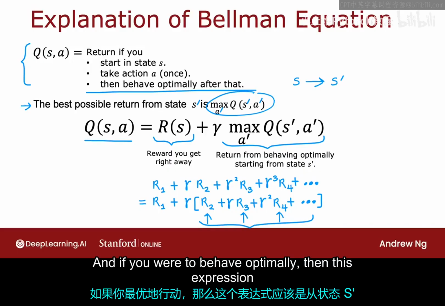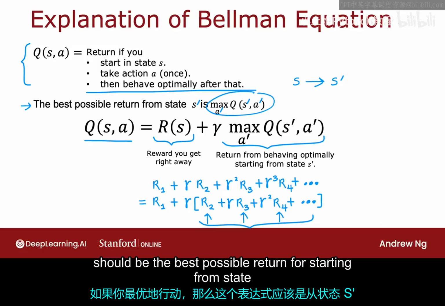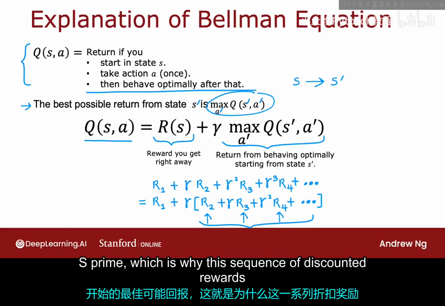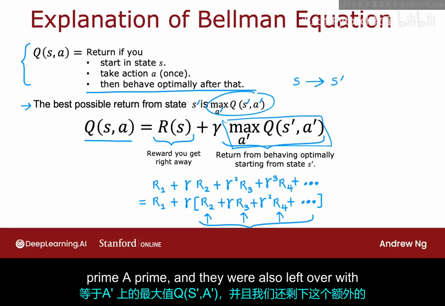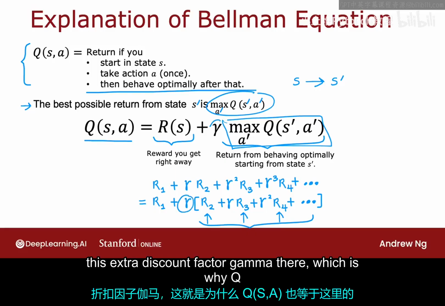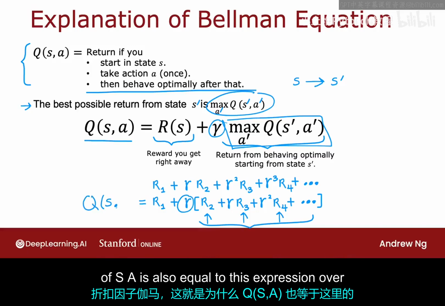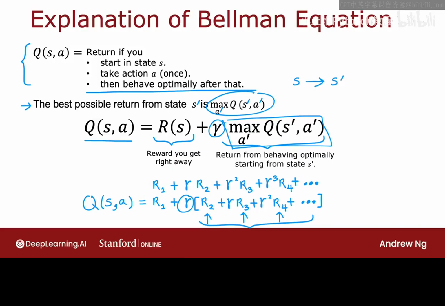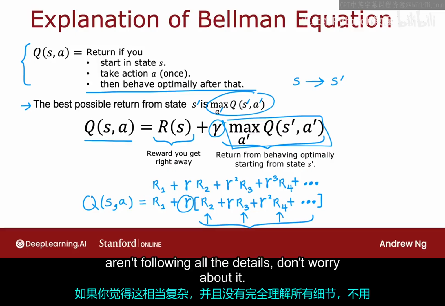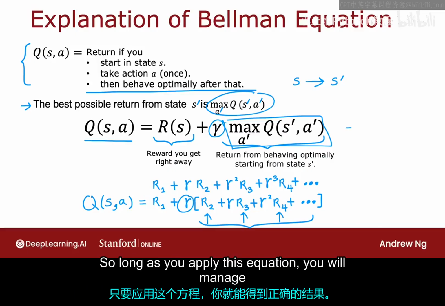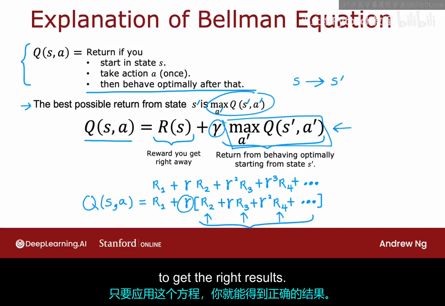And if you were to behave optimally, then this expression should be the best possible return for starting from state S prime, which is why this sequence of discounted rewards equals that max over A prime of Q of S prime A prime. And we're also left over with this extra discount factor gamma there, which is why Q of S, A is also equal to this expression over here. In case you think this is quite complicated and you aren't following all the details, don't worry about it. So long as you apply this equation, you will manage to get the right results.